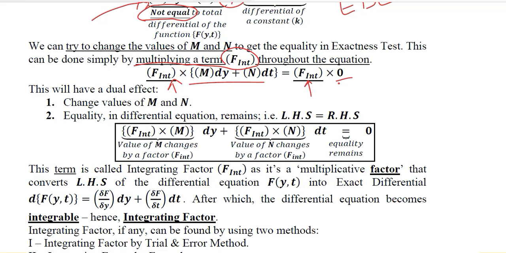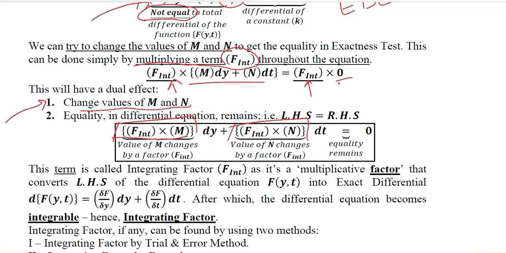So there are two effects. One is that the value of M will change. Now as you can see, the value is now different. M is getting multiplied with f(int), that is, the integrating factor, and N is also not the same. Now it is N into the integrating factor, that is, f(int). So this is the first change that we can note.